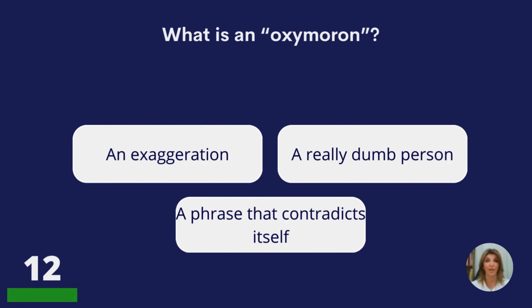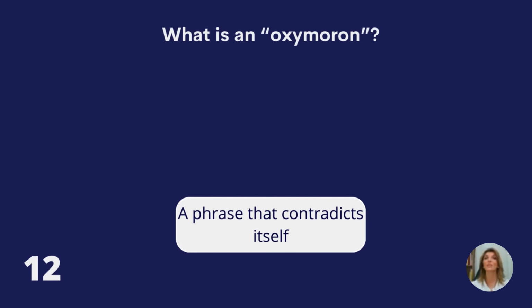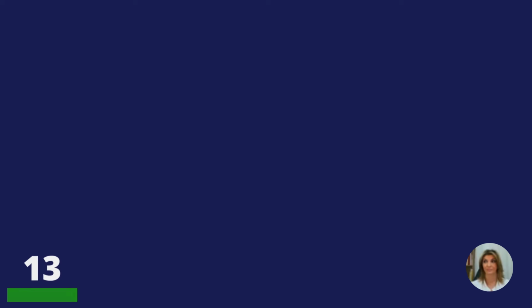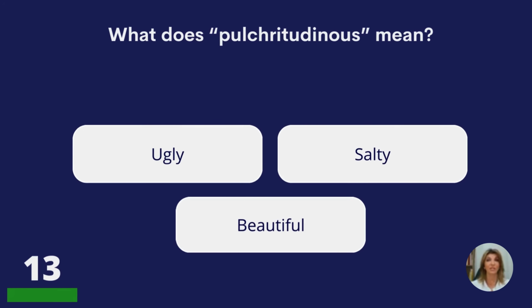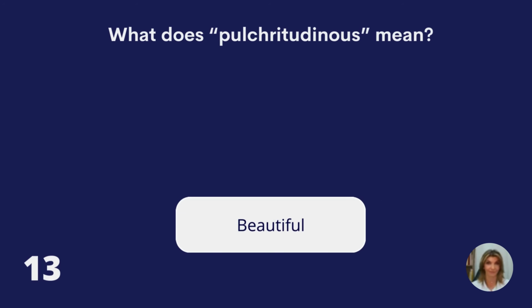What is an oxymoron? An exaggeration, a really dumb person, or a phrase that contradicts itself? A phrase that contradicts itself. What does pulchritudinous mean? Ugly, salty, or beautiful? Beautiful.